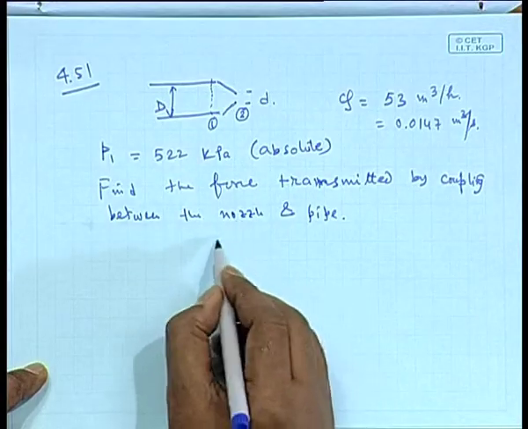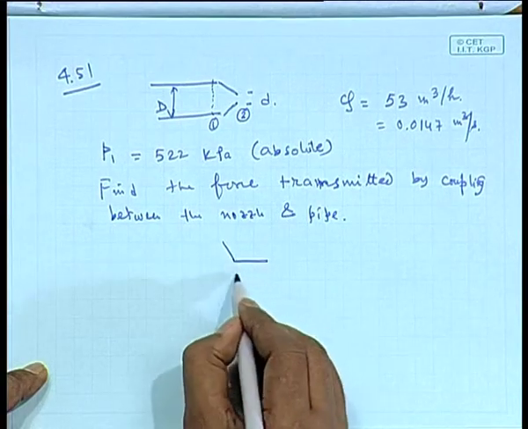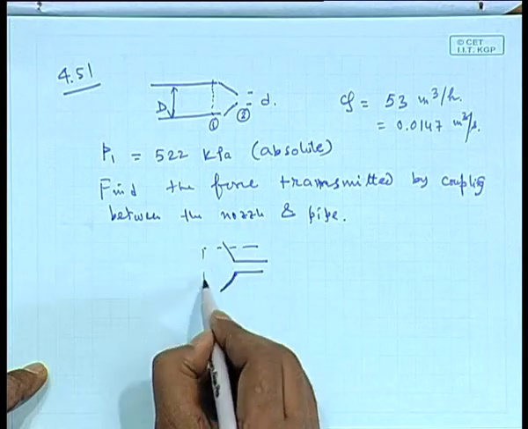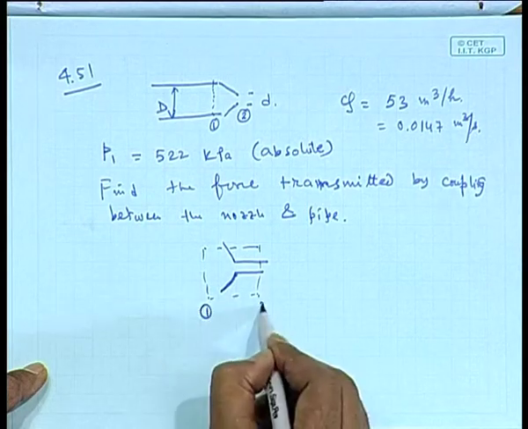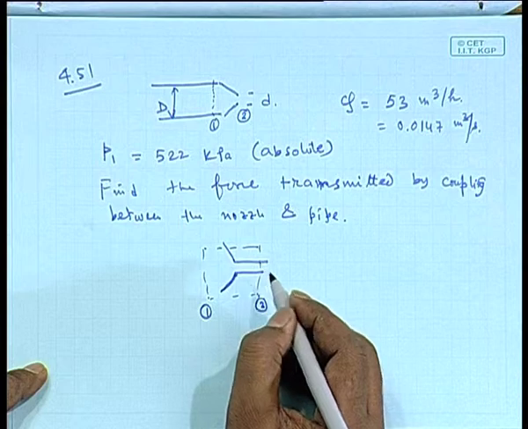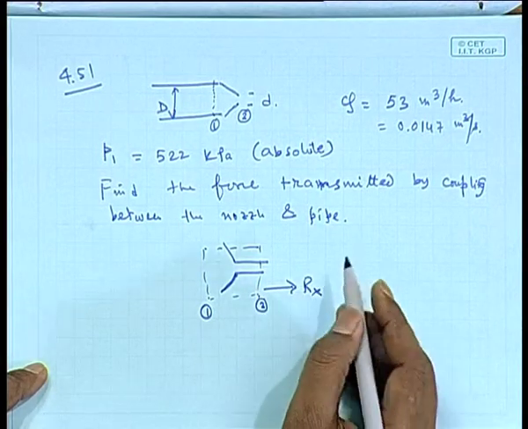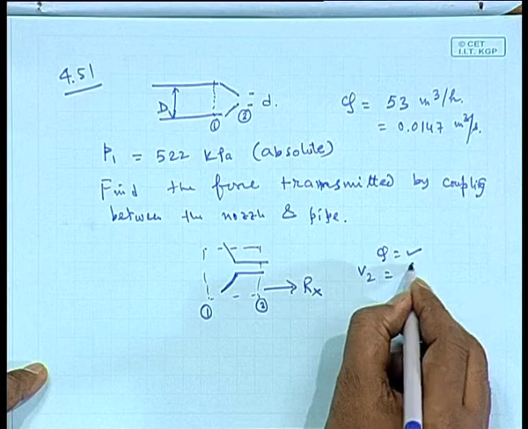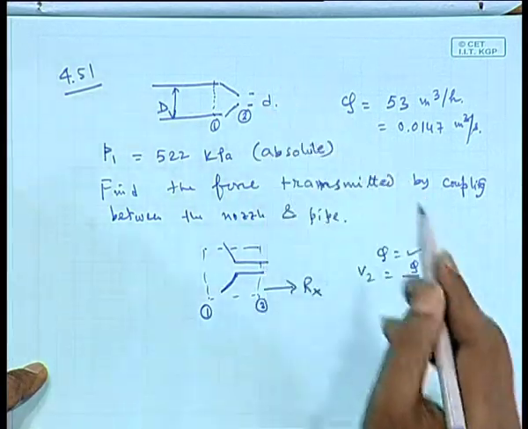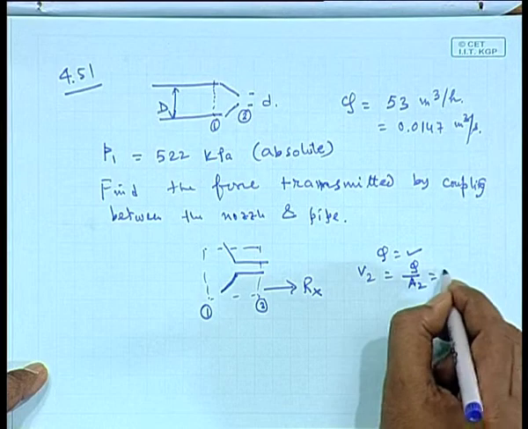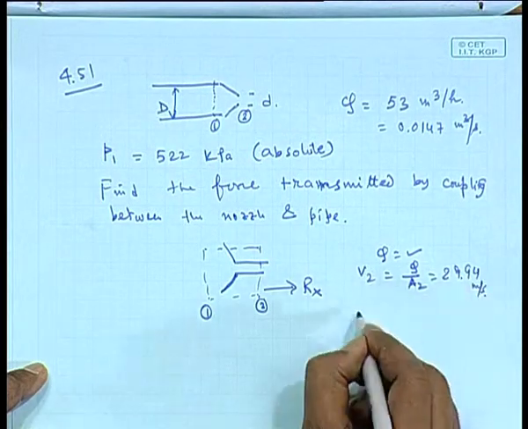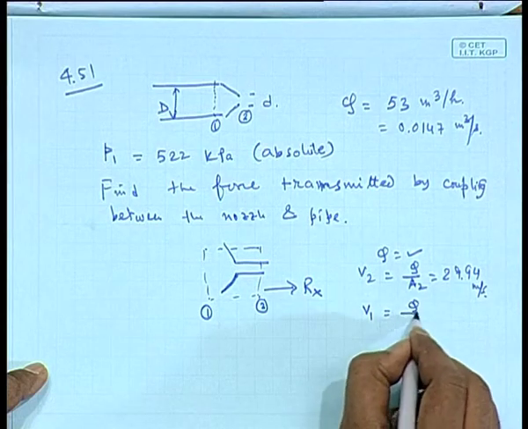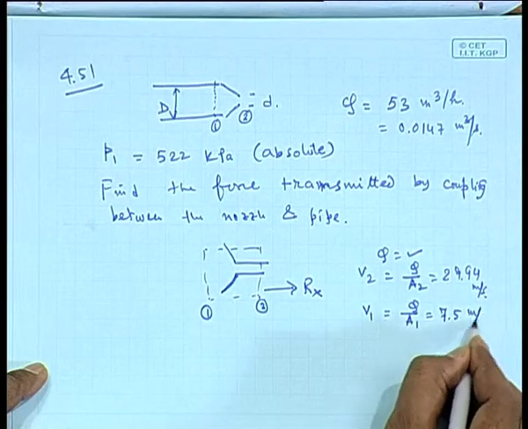So you select a control volume. Let us have something like this. So this is the nozzle, the expanded version, and we select the control volume including phase number 1 and phase number 2, and some kind of reaction force acting on it. Q is given, so you can find out V2. V2 is equal to Q by A2, and this diameter is known, so it turns out to be 29.94 meter per second. Since it is a steady state, this volumetric flow rate is constant because rho is constant, and V1 will be Q by A1, and it turns out to be 7.5 meter per second.